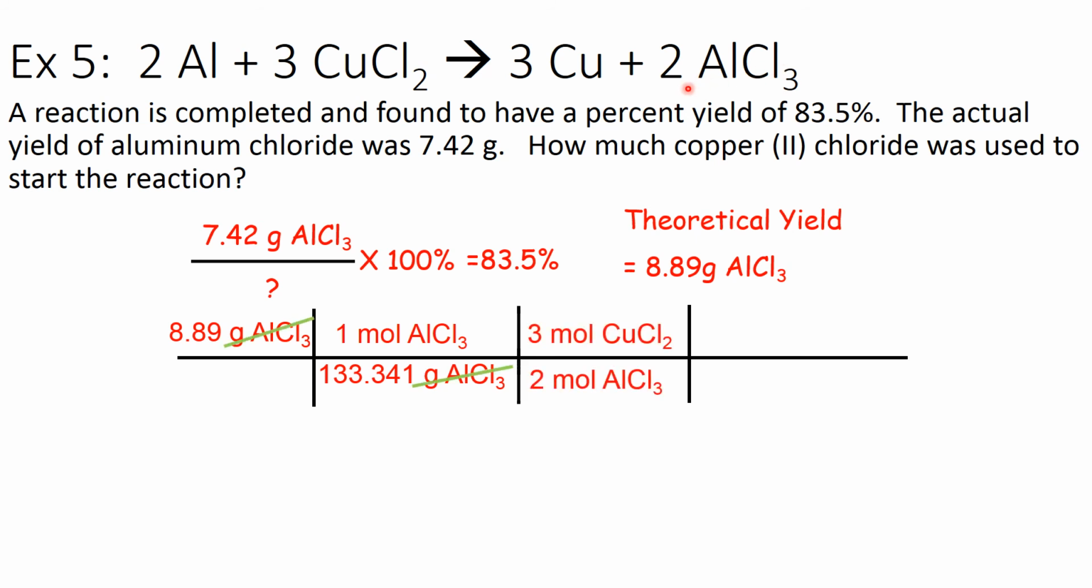So we'll put the 3 over the 2. And lastly, after those moles cancel, we need to plug in our molar mass of copper 2 chloride. So we plug that in there and moles cancel and we end up with grams. The answer is 13.4 grams of copper 2 chloride that we started with.